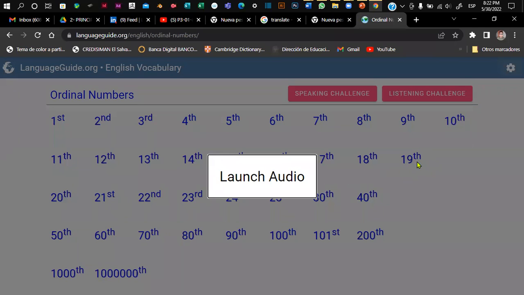19th. Okay, remember, all numbers end in TH. The sound. All numbers in TH, ending in TH. Pronunciation from Spain, like zapato. Okay, in English, for numbers. And this one, what is that number?